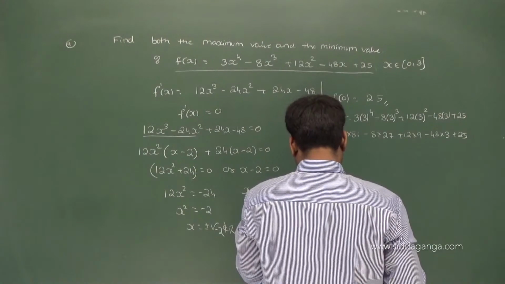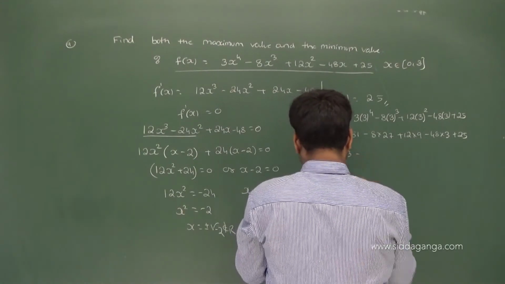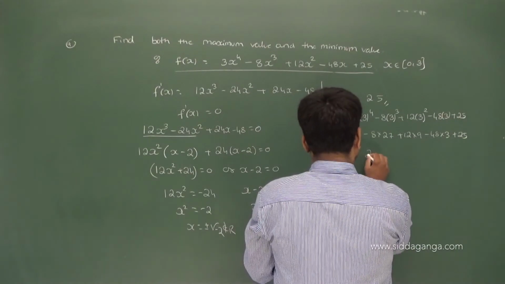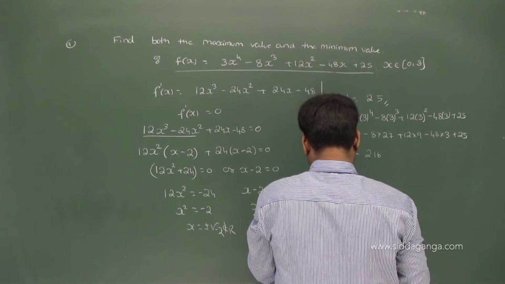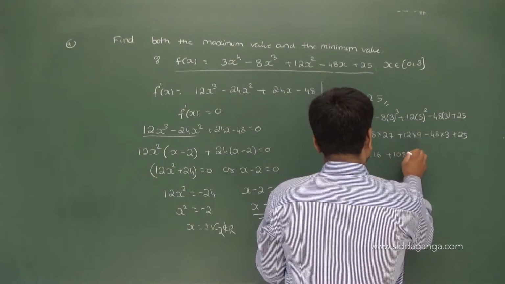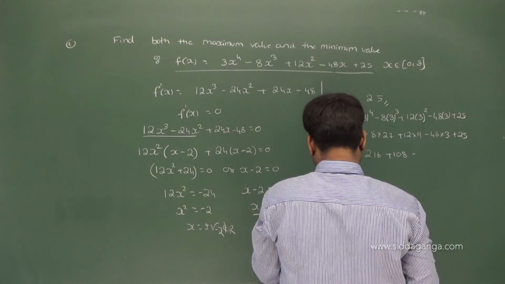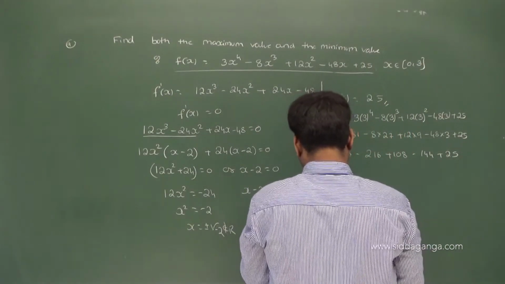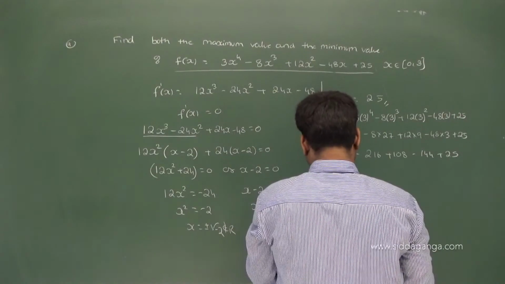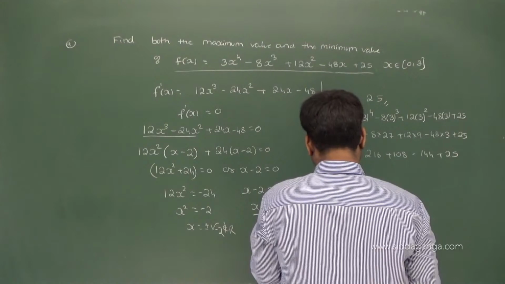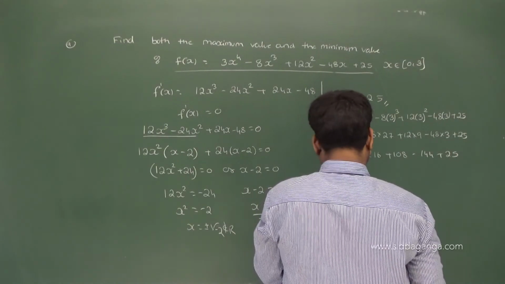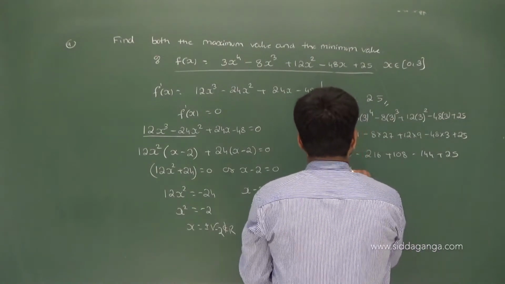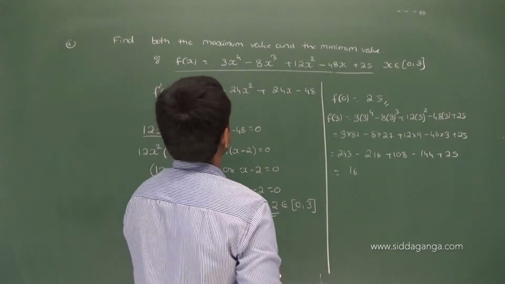3 into 81, 243. 8 into 27, 216. Plus 25. 243 minus 216, 27 plus 108, 135 minus 144, minus 9 plus 25, 16. F of 3 is 16.